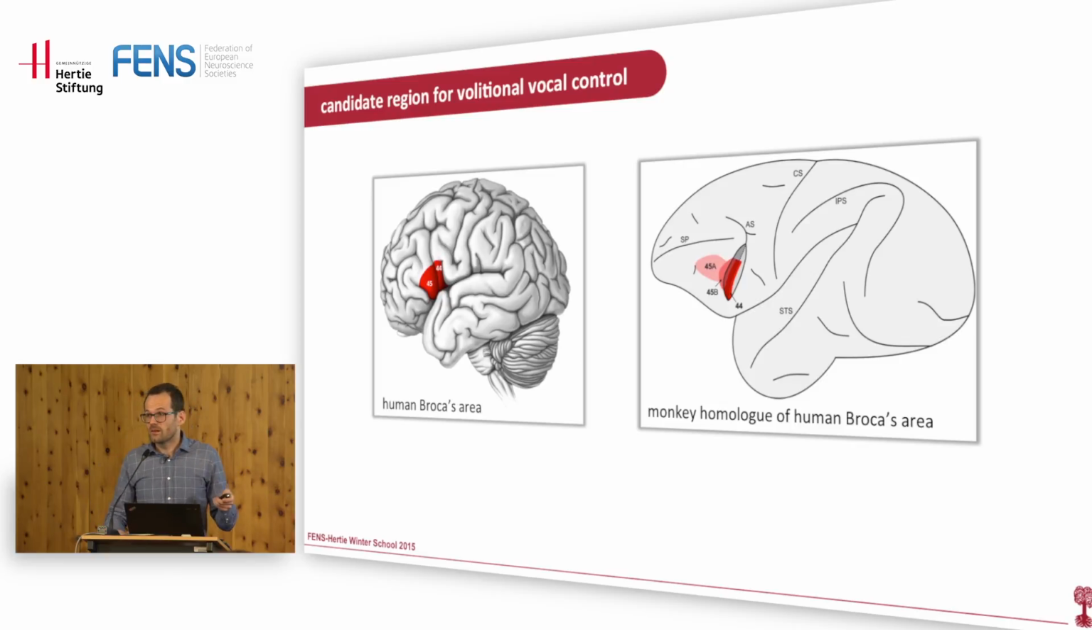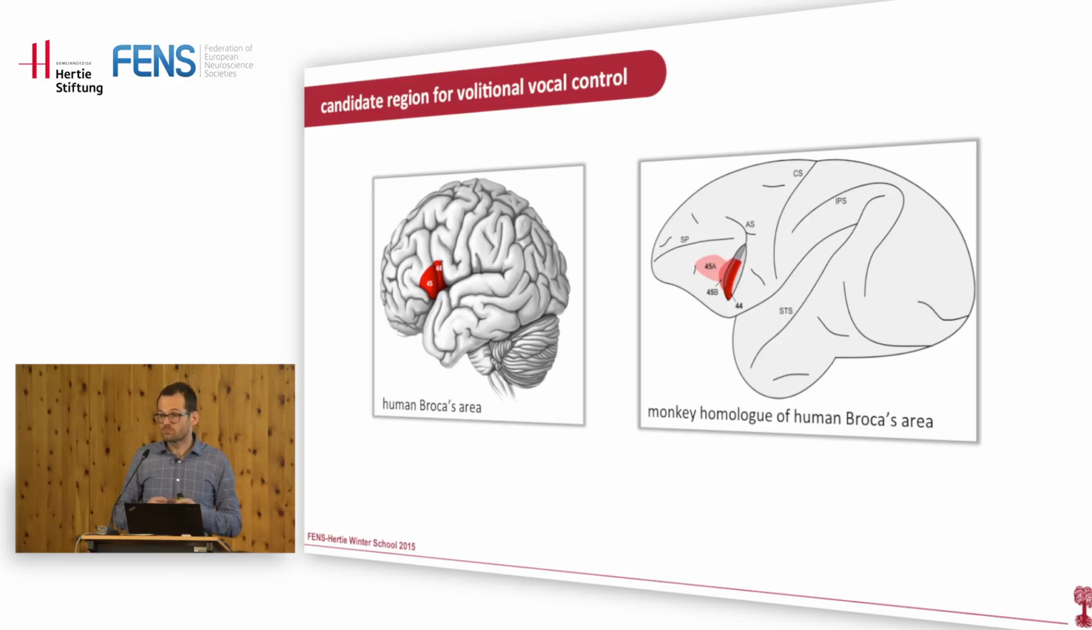And another cool thing is that, since we know from Pandya and Petrides, there is a monkey homologue of this Broca's area in macaque monkeys. So we also have here area 44, which is within the arcuate sulcus, and area 45, which is prior to the arcuate sulcus. This area has pretty similar cytoarchitectonics as the human Broca's area, and also the cortical projections are very similar.